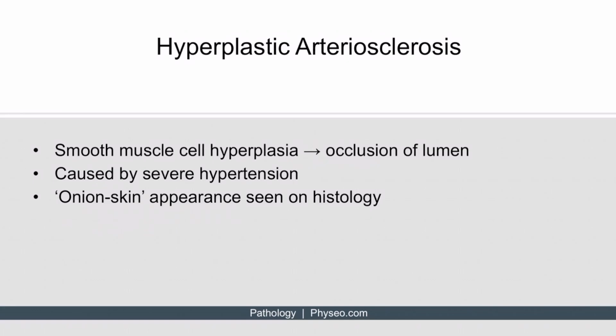Unlike atherosclerosis, arteriosclerosis is due to smooth muscle cell hyperplasia, and this results in occlusion of the lumen. This is caused by severe hypertension. As the blood pressure rises, the smooth muscle cells divide in the tunica media in an attempt to control the blood pressure. Classically, this results in an onion skin appearance on histology.